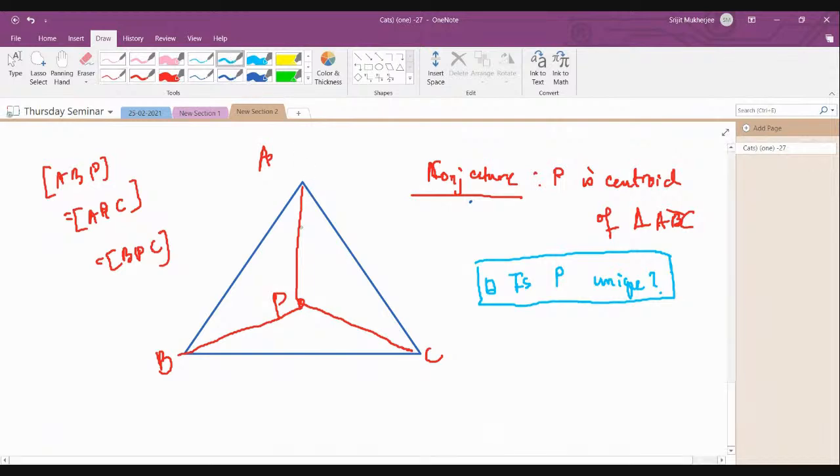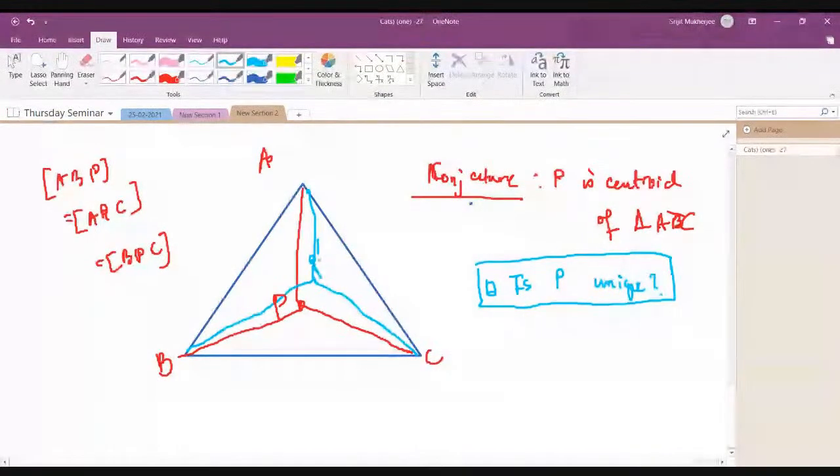Suppose P is not unique. Then there exists a P dash for which these two are equal, right? Suppose P dash is such that these two are equal.